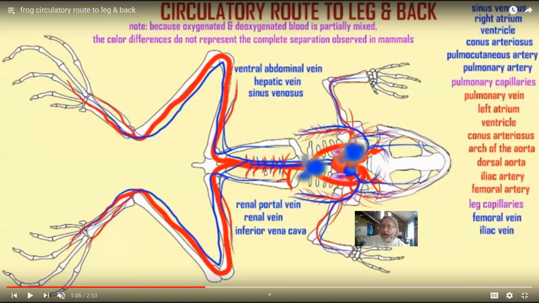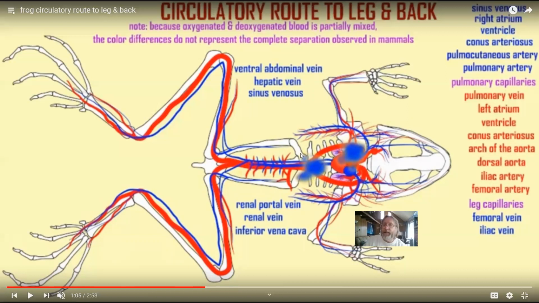In the frog, as we will see later, the kidneys are located here. Some of the blood from the leg, not all of it, but some of it, then enters what's called a renal portal vein. It's called a portal vein because it then forms capillaries in the kidneys. This is where nitrogenous wastes are filtered out. So there are capillaries here. From the capillaries, we form renal veins, which then form an inferior vena cava. Let me emphasize, an inferior vena cava.